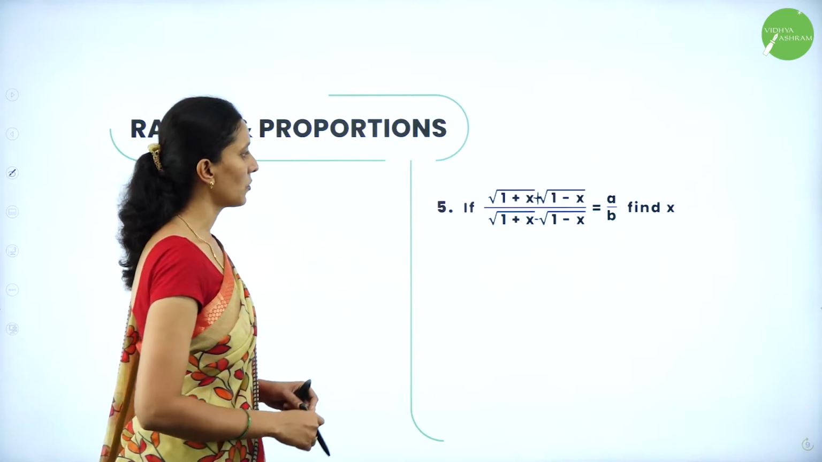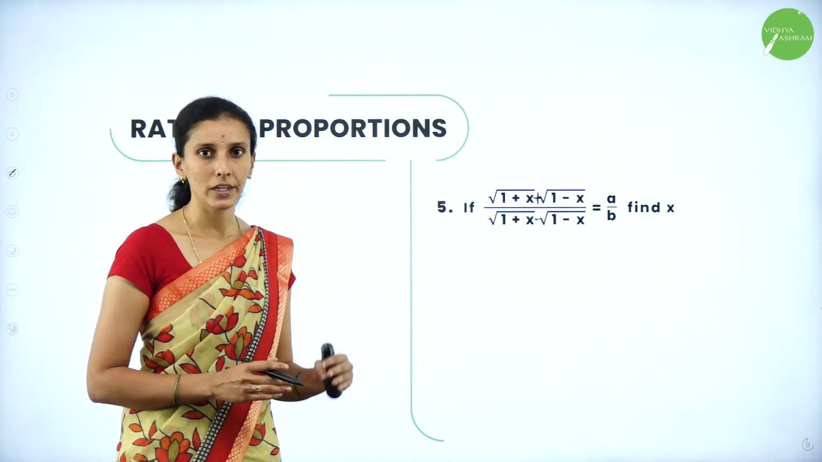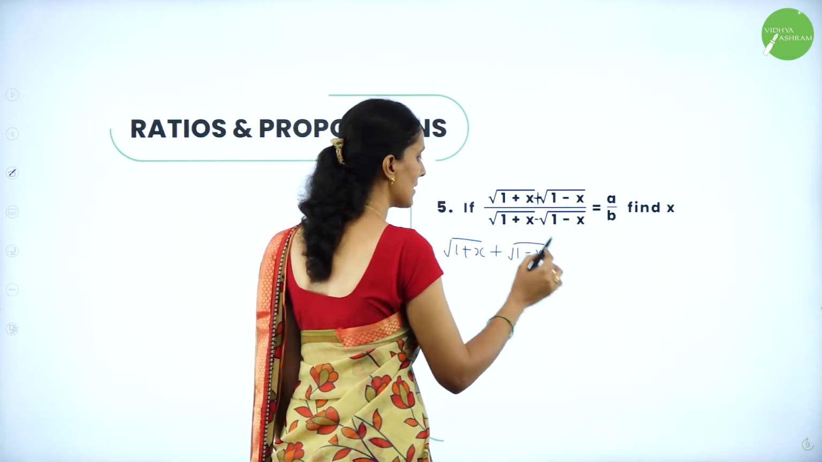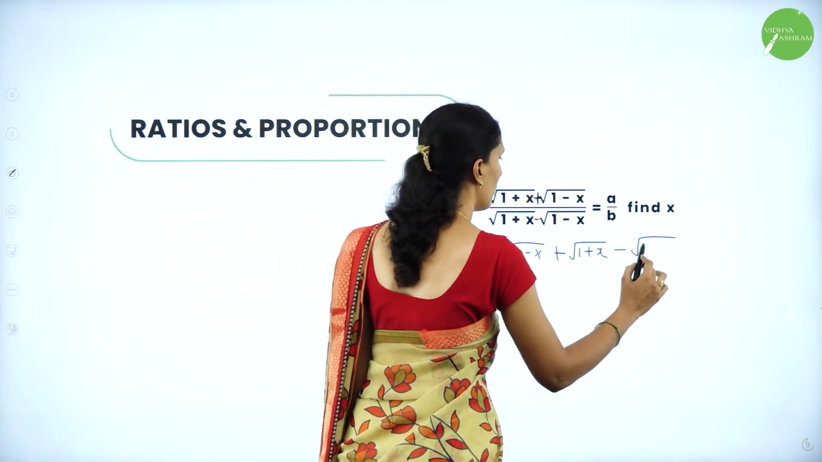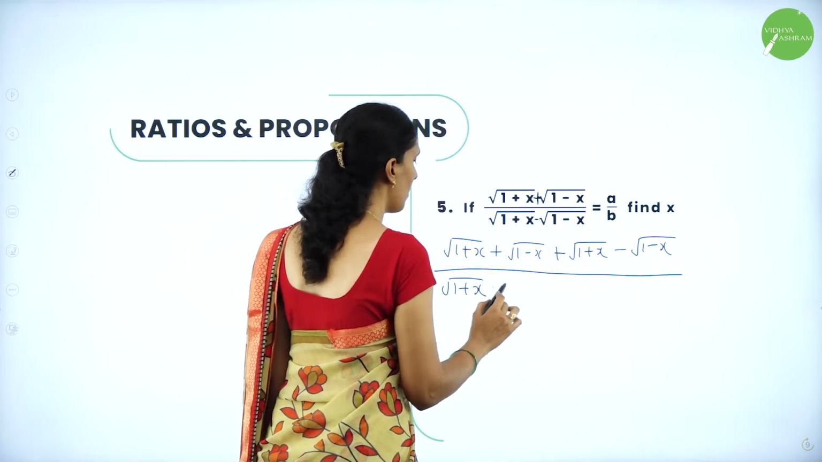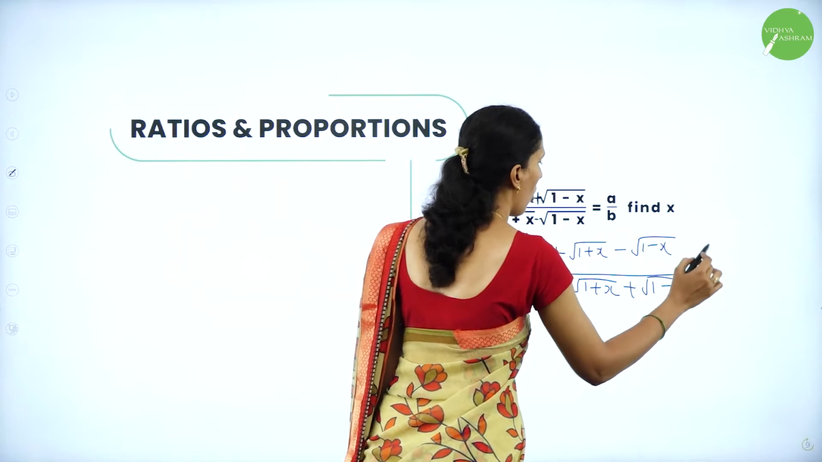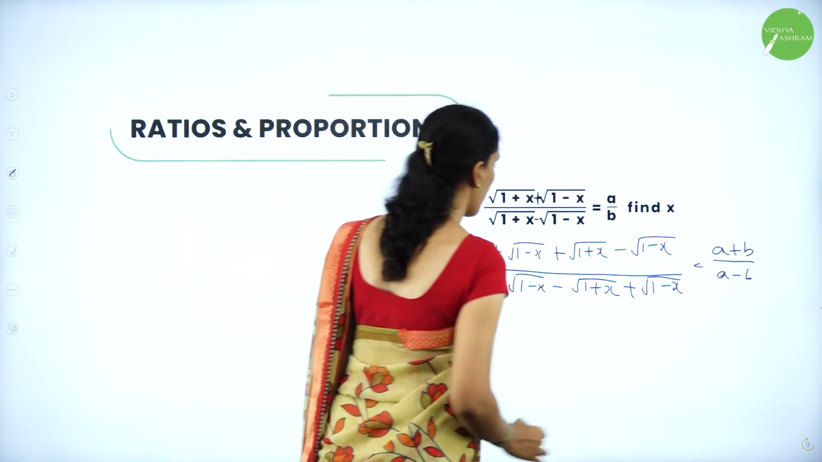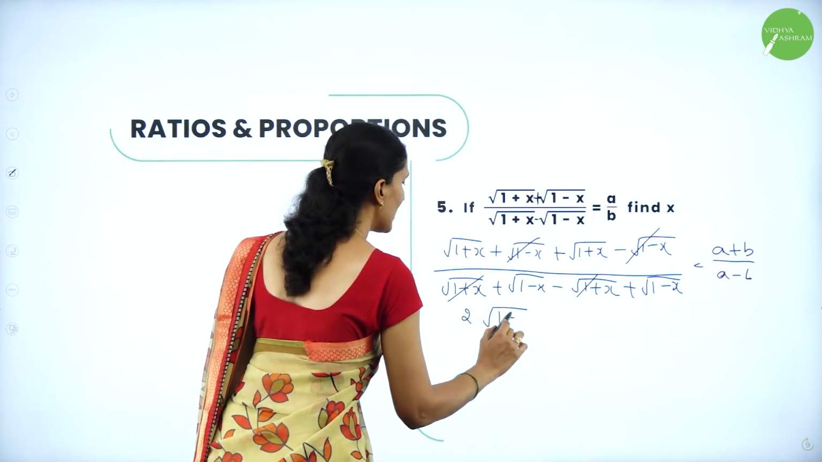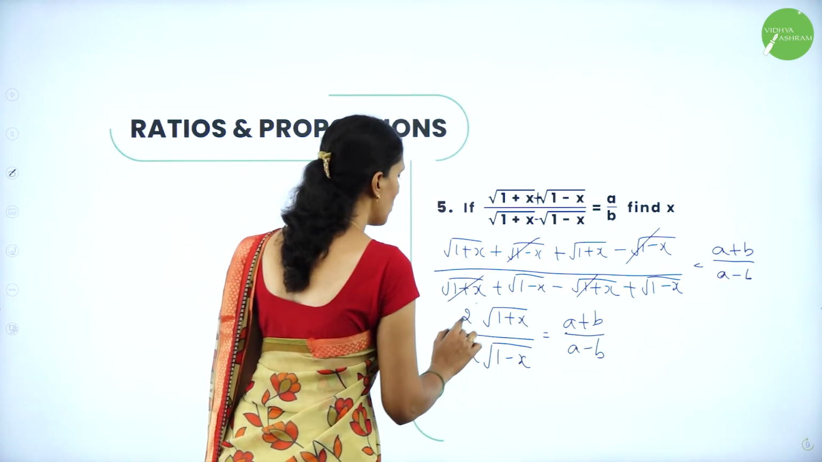Next, we have (root 1 plus x plus root 1 minus x) divided by (root 1 plus x minus root 1 minus x) is equal to a by b. Find the value of x. Again, the concept of componendo and dividendo applies here. So, it is (root 1 plus x plus root 1 minus x plus root 1 plus x minus root 1 minus x) divided by (root 1 plus x plus root 1 minus x minus root 1 plus x plus root 1 minus x). On your right hand side also, it is (a plus b) divided by (a minus b). Here root 1 minus x and root 1 plus x terms cancel. Here you will get 2 root 1 plus x divided by 2 root 1 minus x, equal to (a plus b) divided by (a minus b), 2 cancels.